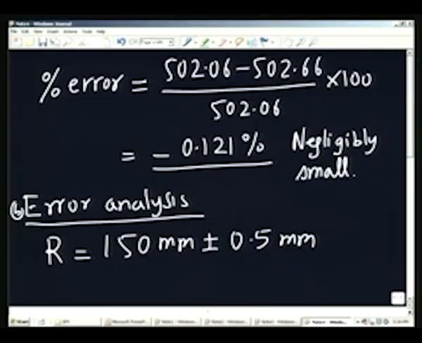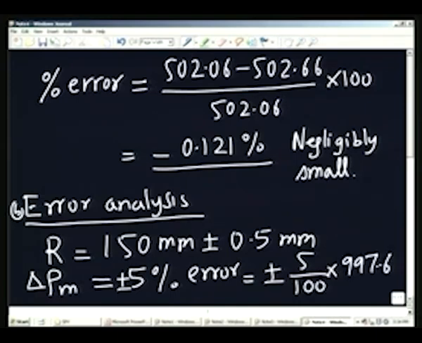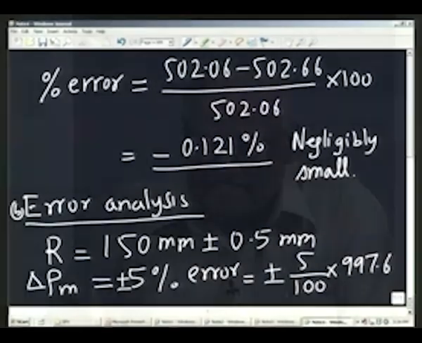We are also given that the rho of m has a 5% error. So, I will write it as plus or minus 5% error. So, I will say delta rho m 5%, that means plus or minus 5 by 100 into 997.6. Actually, the error which is specified here is quite artificial, just to indicate the way you do the error analysis.